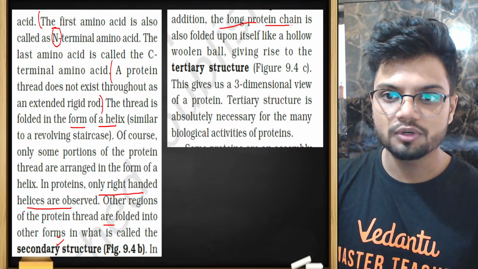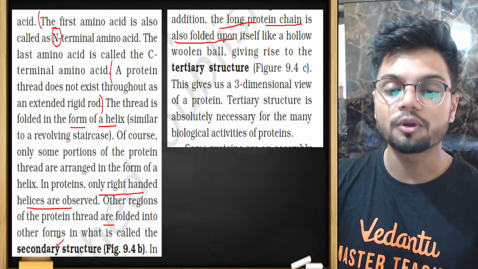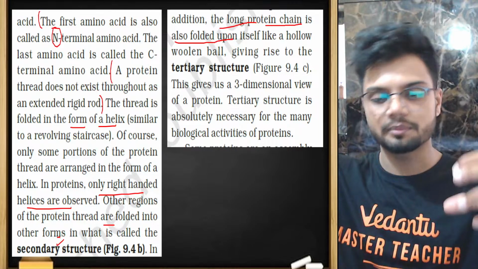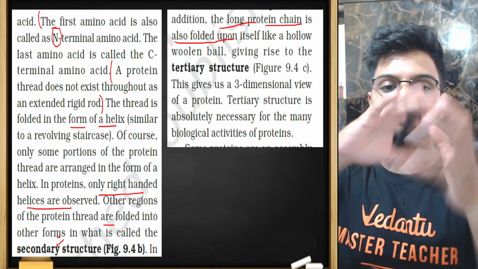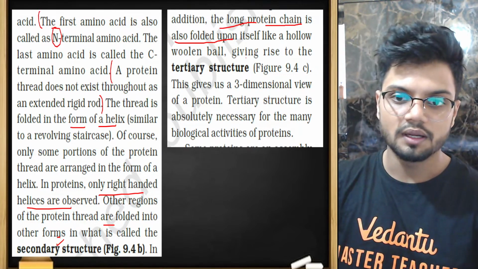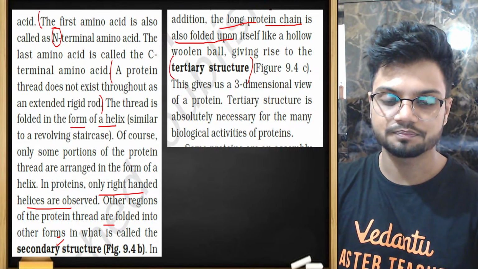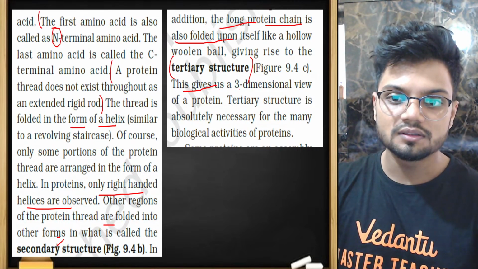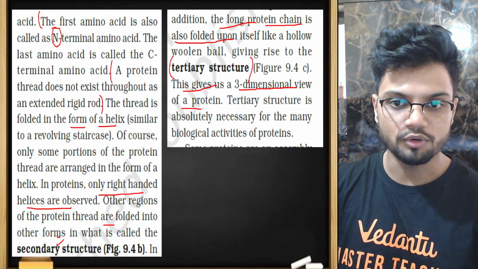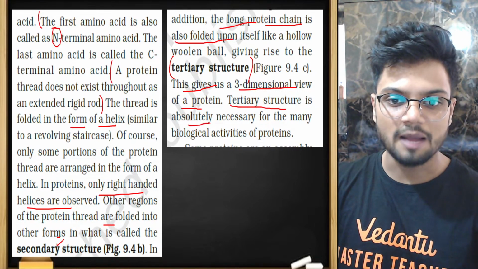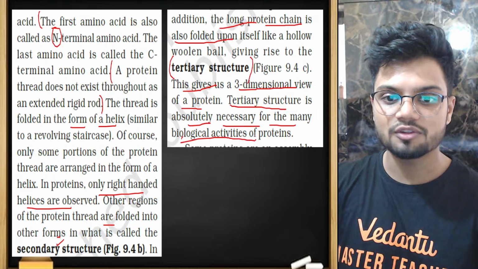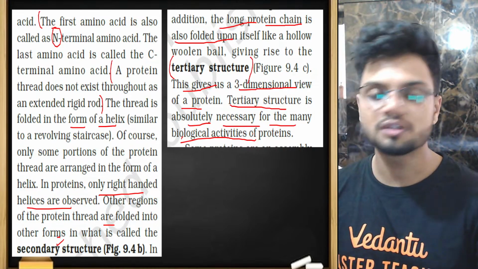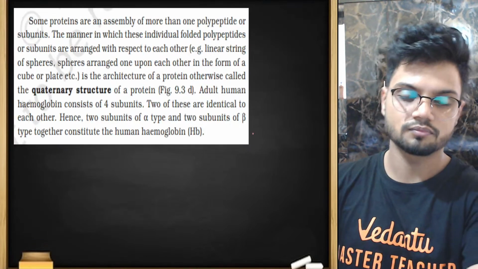The long protein chain is also folded upon itself. So if you take alpha, if you take beta, and you fold it nicely and make a woolen ball, that will give you the tertiary structure. This gives us a 3D view of a protein. Tertiary structure is absolutely necessary for many biologically active proteins. Without tertiary structure, proteins cannot be active.